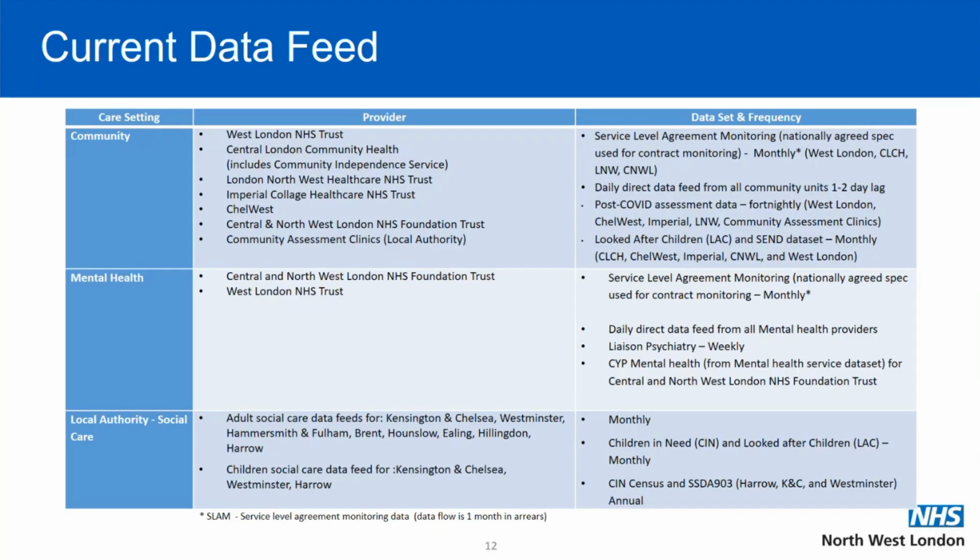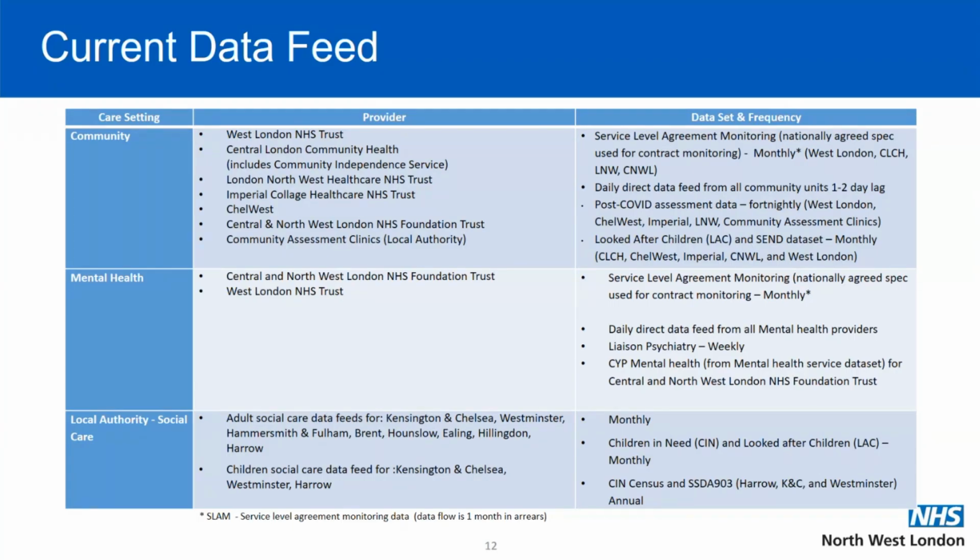Community data. Again, a number of different data sets there and different frequencies. So you can see there we've got the SLAM data set. It's coming in for community. But additional to that, a lot of our community providers have System 1 or EMIS as well. That means that we can get that daily data in to WSIC too. So where there is data being recorded on System 1 or EMIS for the community providers, that's coming in daily and it's being refreshed daily too. We've also got the post-COVID assessment data and looked after children's and SEND data coming in. Well, the looked after and SEND data comes in monthly. The post-COVID assessment data is fortnightly.